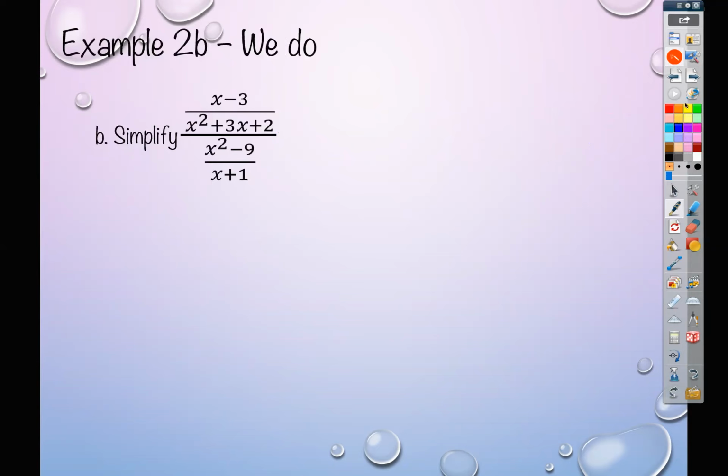Let's do this one together. So I'm going to factor where I can. So I've got x minus 3 on top. And then over, I'm going to factor this. So that'd be x times x. What times what gives me 2? That adds together to give me 3, 2, and 1.